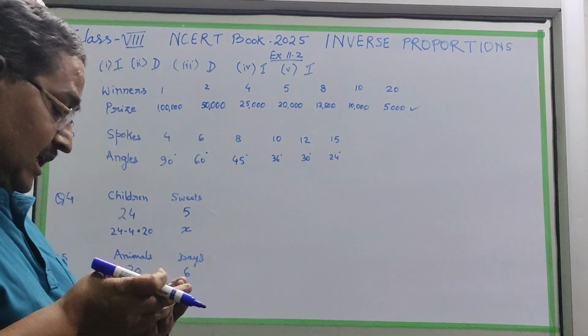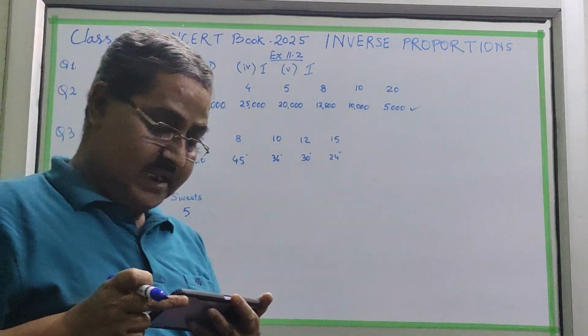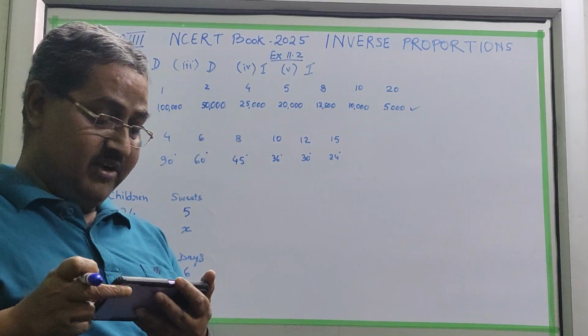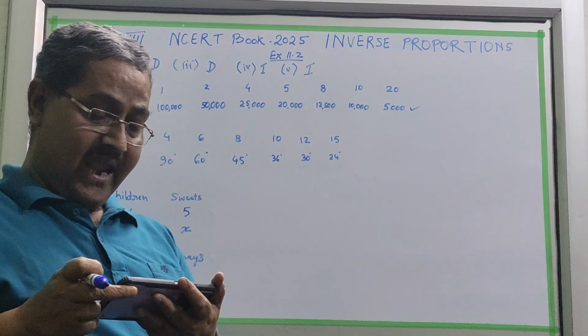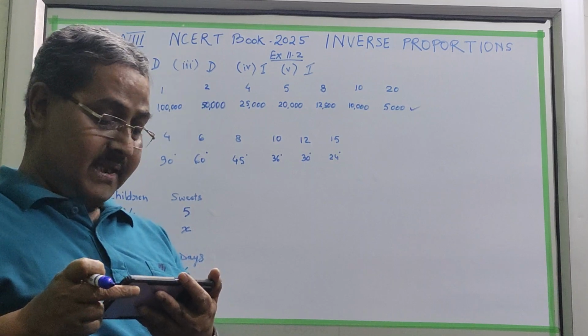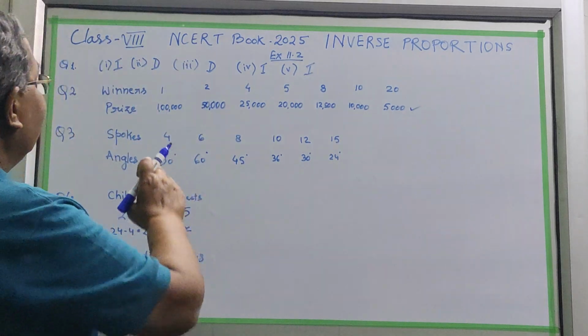Now coming to the third question. Rahman is making a wheel using spokes. He wants to fix equal spokes in such a way that the angles between any pair of consecutive spokes are equal. Help him by completing the following table. In the table, the first two are given.